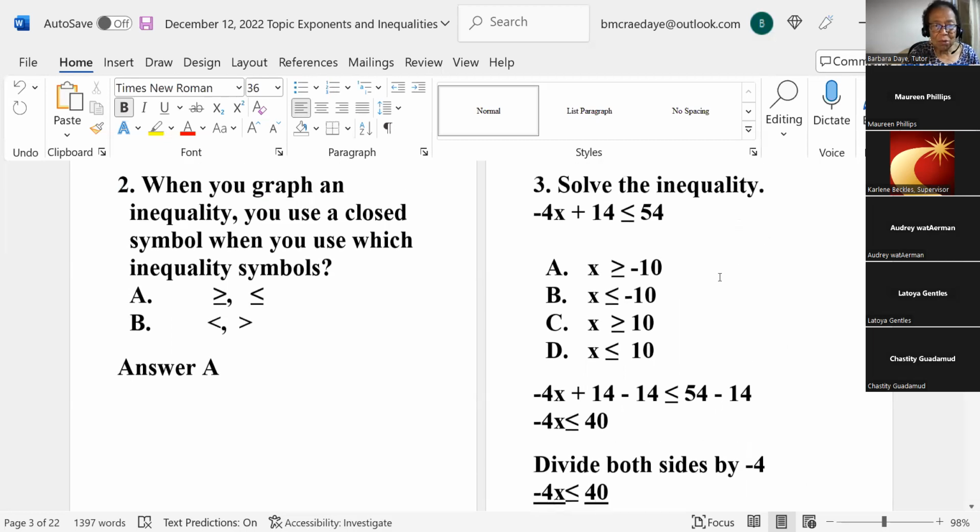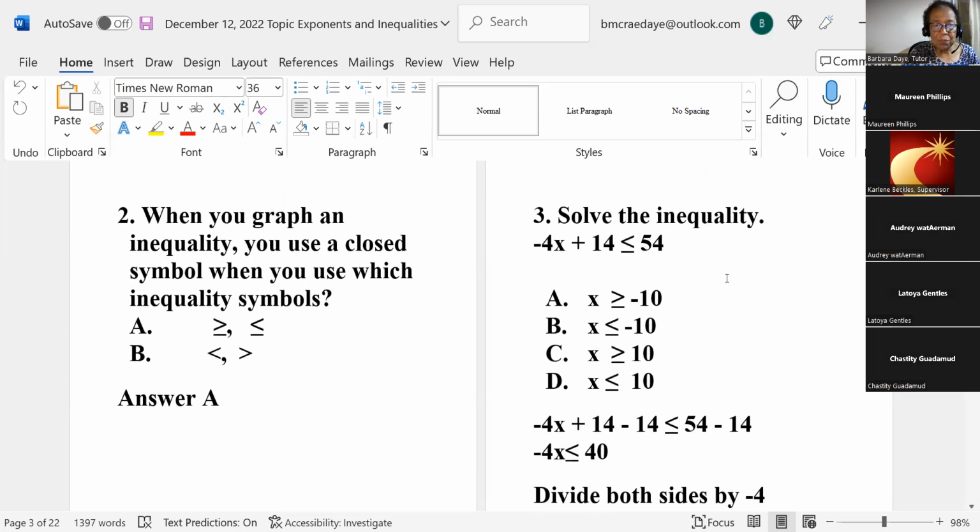Just remember that rule. I think I told you before, but you have to apply that rule: divide or multiply by a negative, and you reverse the inequality symbol. If it had been a greater than, it becomes a less than. If it were a less than, it becomes a greater than. If it was greater than or equal, it becomes a less than or equal. Got it? That's what we mean by reversing.